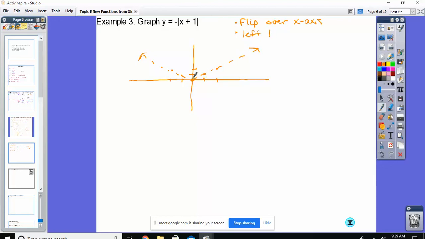So if I start at 0, 0, if I flip that, it doesn't go anywhere, and left 1. Negative 1, 1. If I flip it, moves down, and then left.